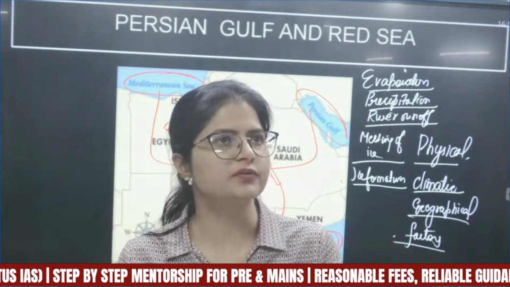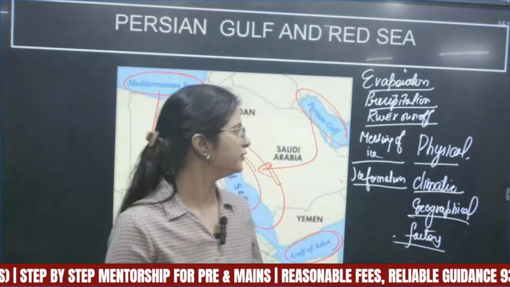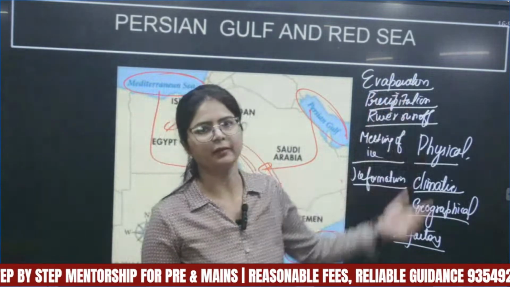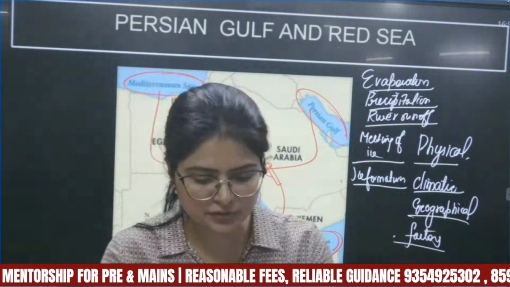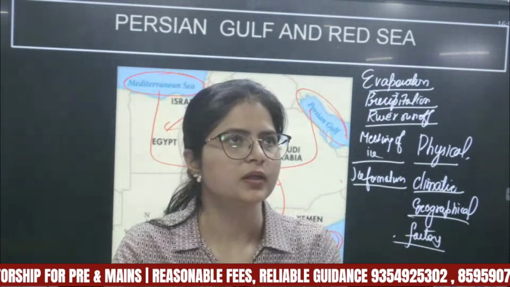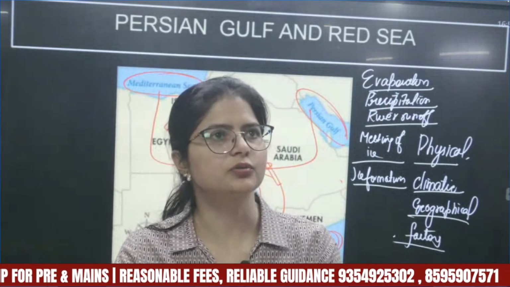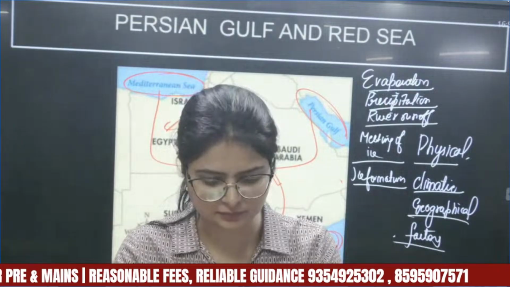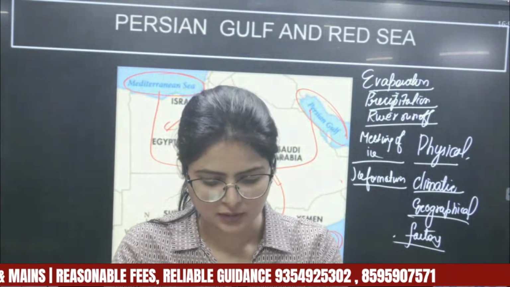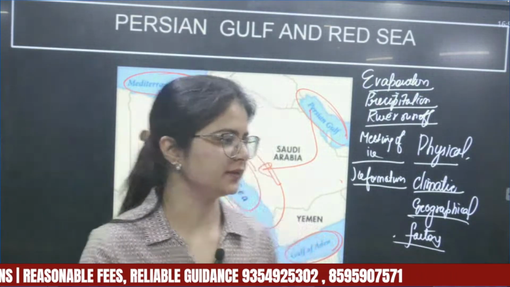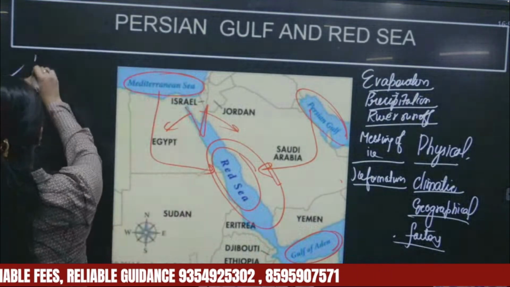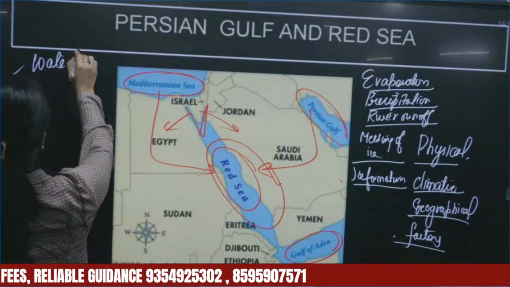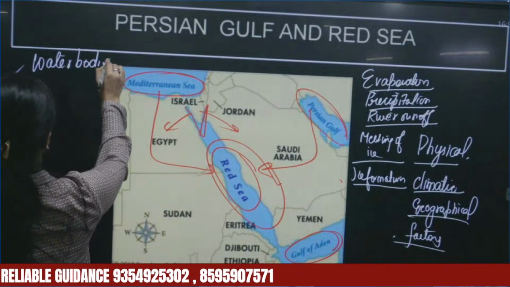First, write down the first parameter I'm going to take, which is evaporation. Write down. Evaporation plays major role in increasing ocean salinity. It makes water bodies more saline.